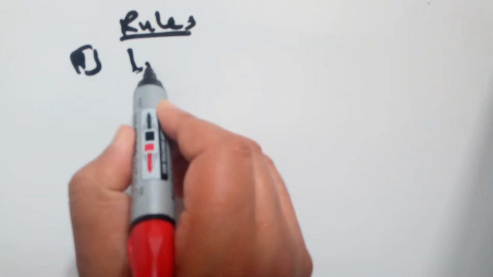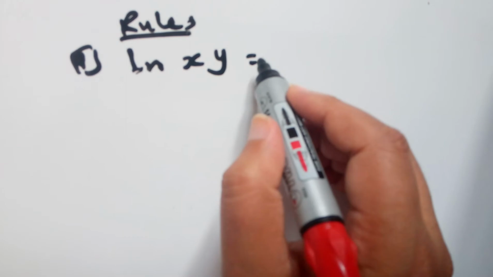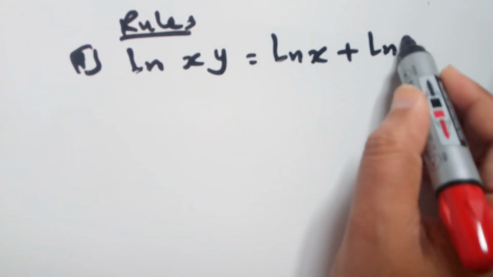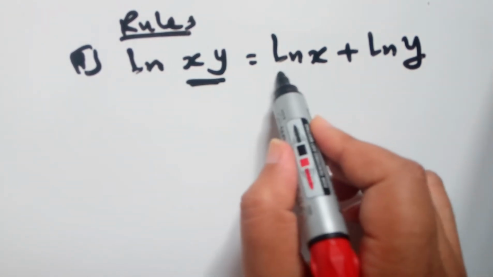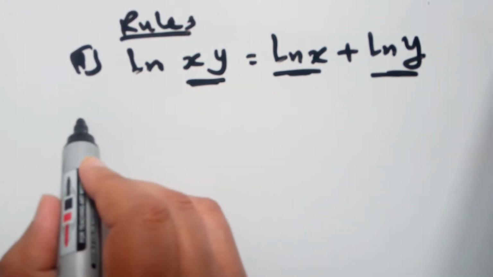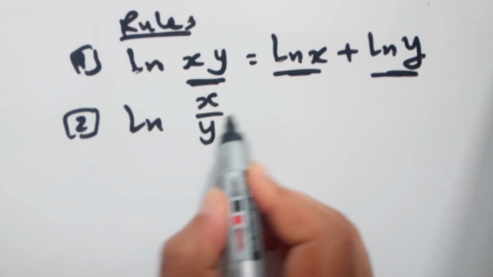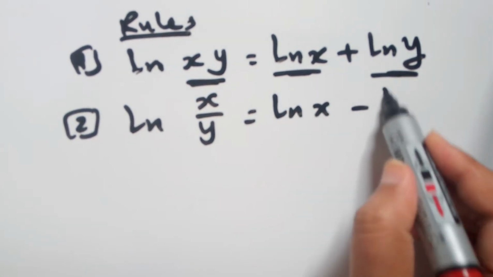If you have ln of x multiplied by y, it will be what? It will be ln x plus ln y. Then if you have ln of a product, you will add their logs. Number 2, ln of x divided by y, it will be what? It will be ln x minus ln y.